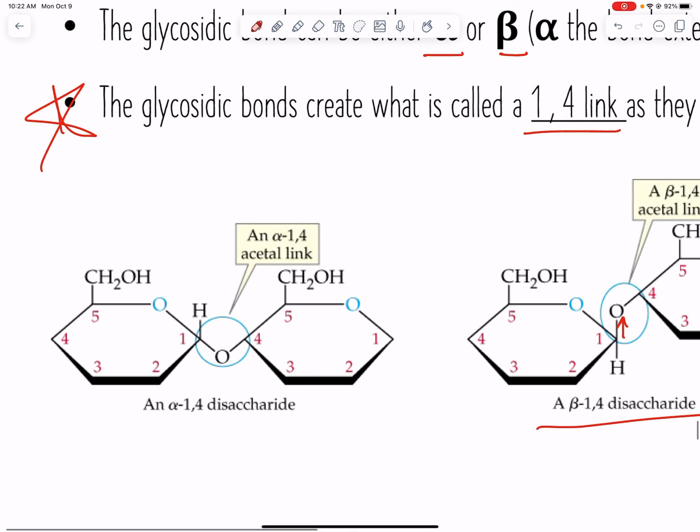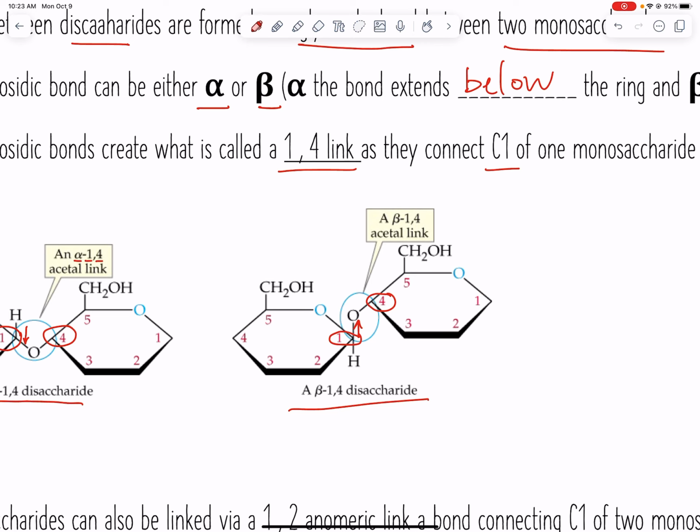So again, you can see the numbering of each carbon in each hexagon monosaccharide structure. We are linking carbon 1 with carbon 4, and the orientation is below the plane of the ring, which makes it an alpha 1,4 glycosidic bond, or an alpha 1,4 disaccharide. Scoot over here. We are linking again carbon 1 of that monosaccharide with carbon 4 of this monosaccharide. The arrow orienting that glycosidic bond upwards from the plane of the ring leads us to call this a beta 1,4 glycosidic bond or beta 1,4 disaccharide.